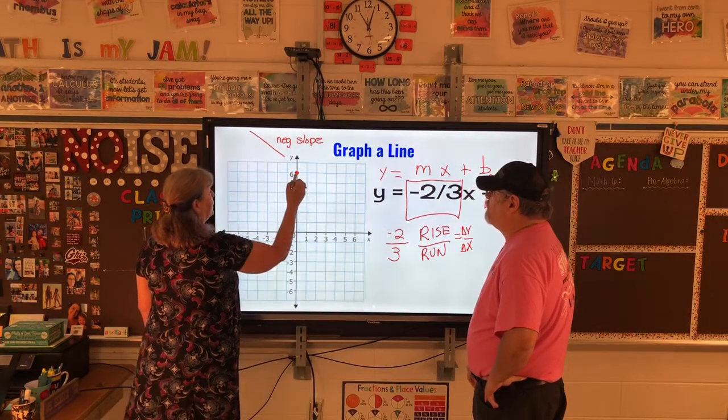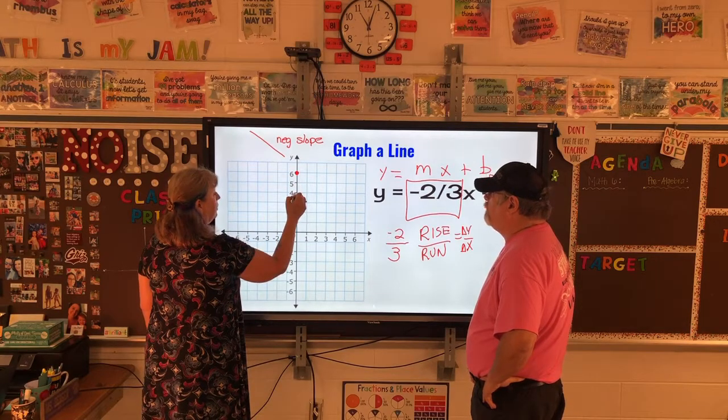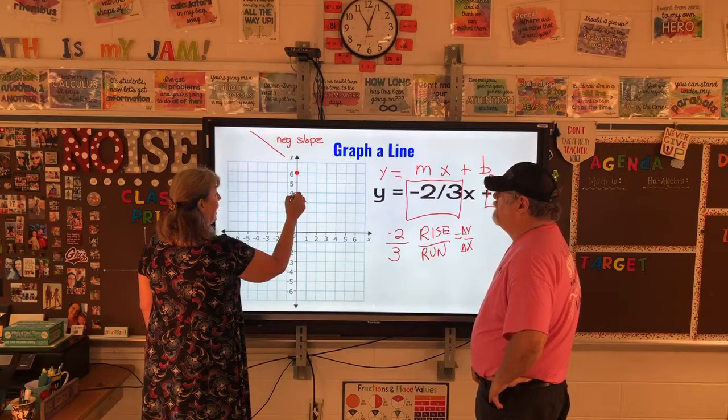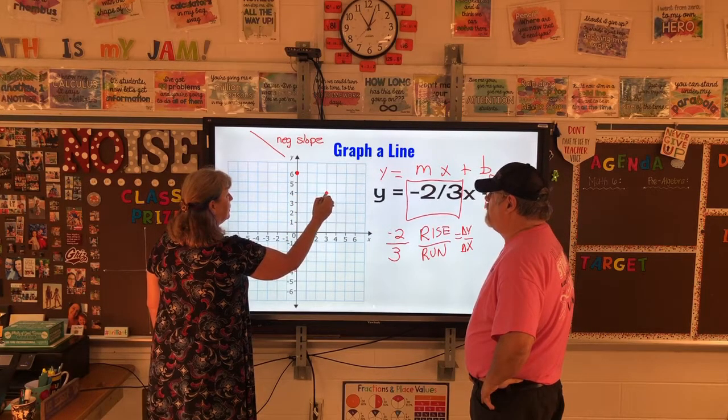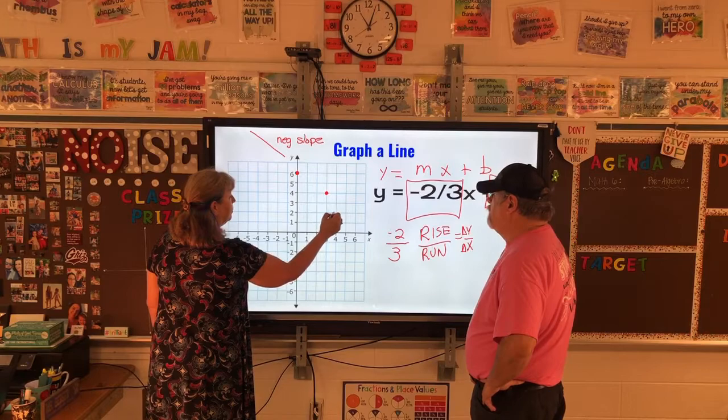So it's going to go down 2, 1, 2, and over 3. So it went down, and now it's going to go positive 3, and that means to the right. So here it is. There you go, and then down 2 over 3.